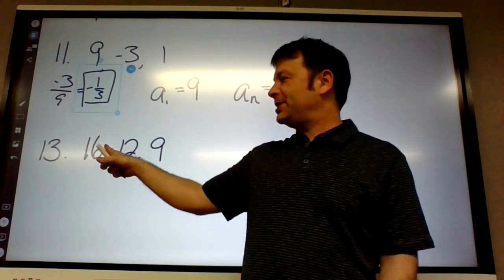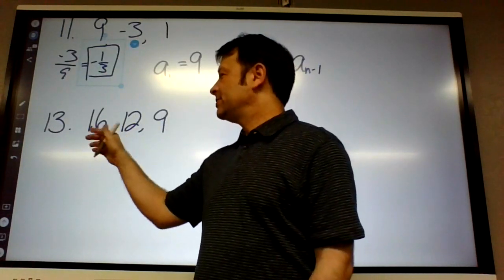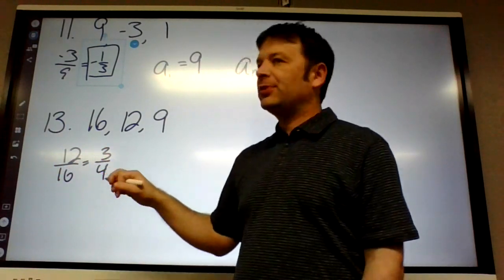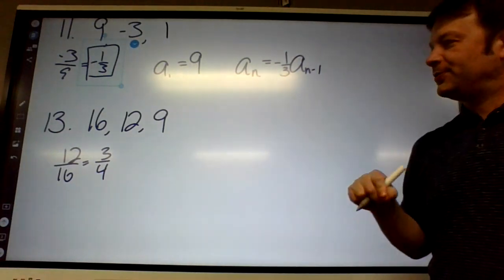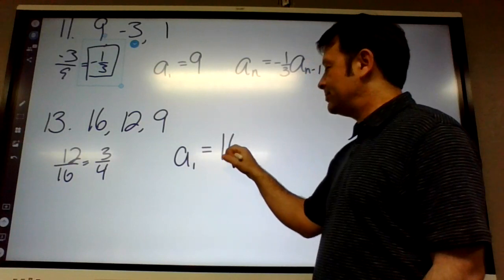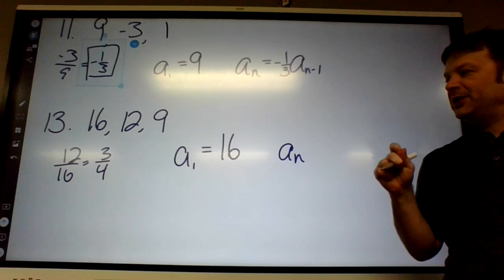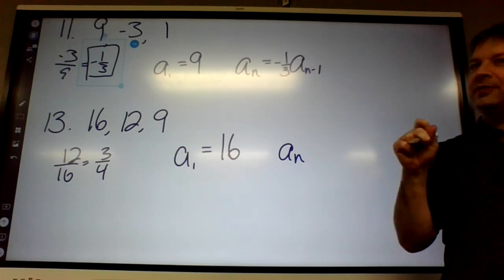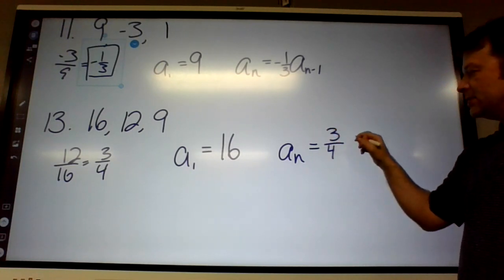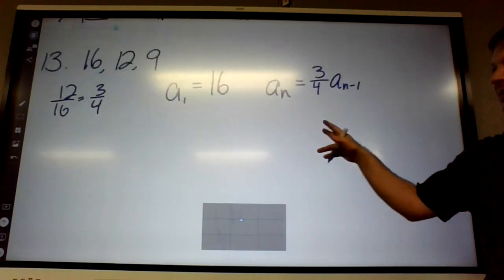Even worse, how do we get from 16 to 12? Or how do we figure it out? 12 over 16, that's right. 12 divided by 16 is 3/4. Okay, so 12 is 3/4 of 16. So we're supposed to write a recursive formula. We define the first term as 16. The nth term is going to be 3/4 of the previous term. So a sub n equals 3/4 of a sub n minus 1. Got it? Clear as mud?